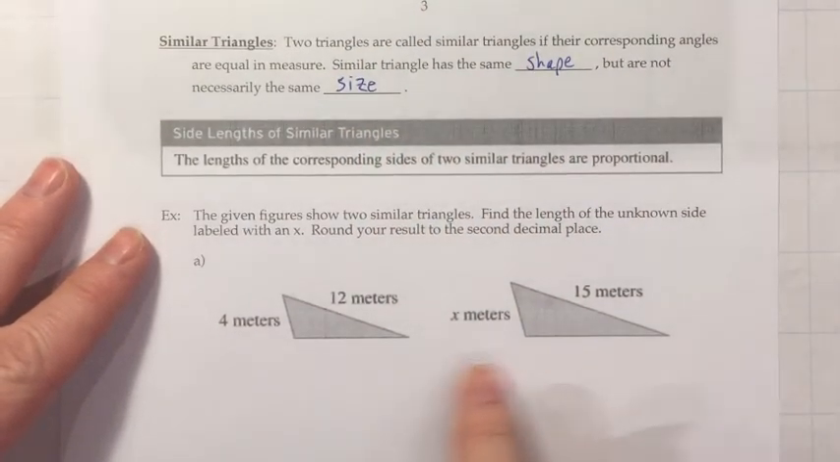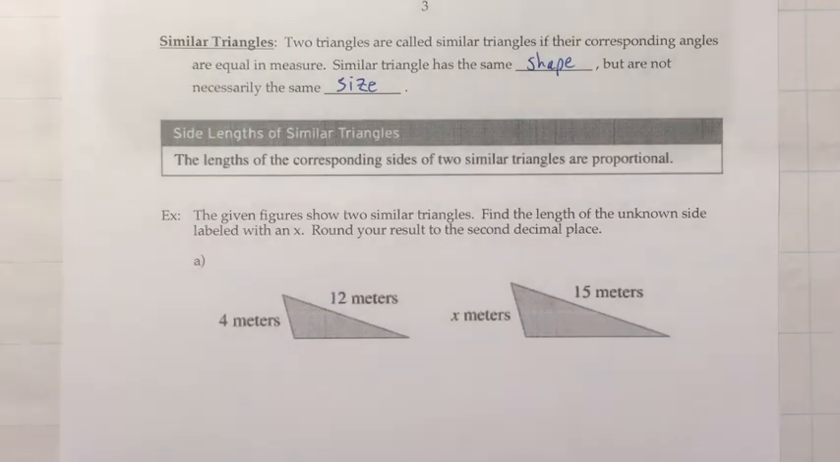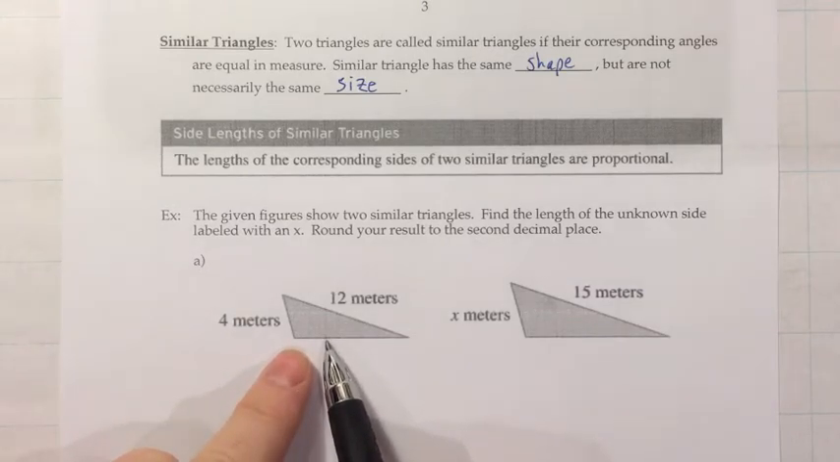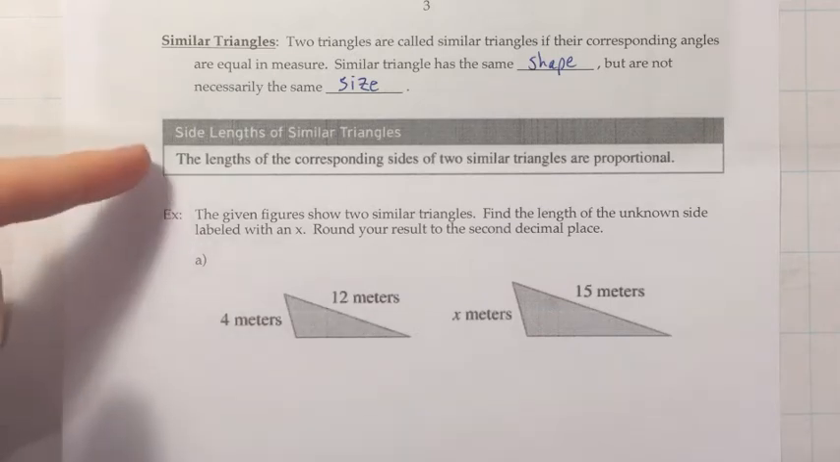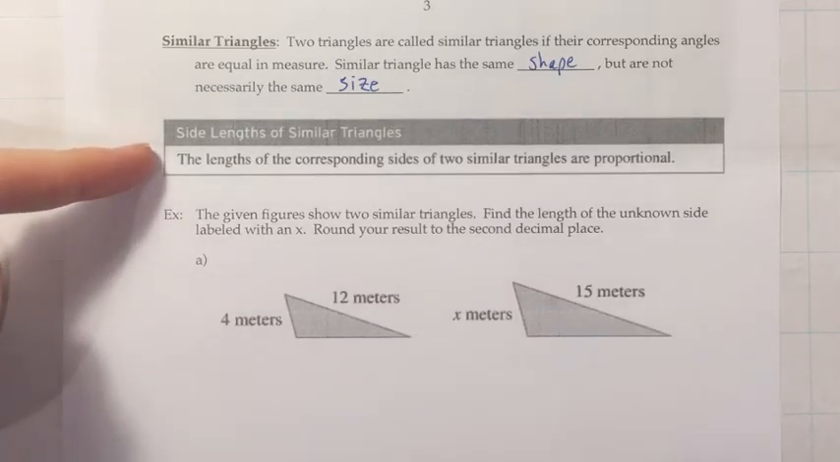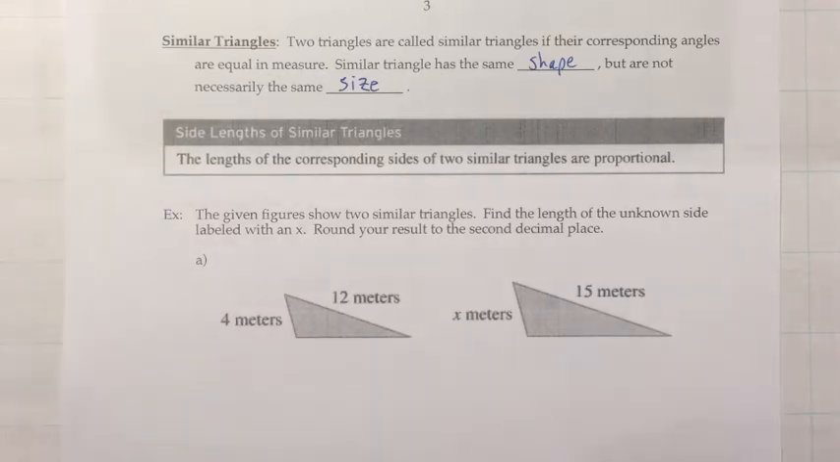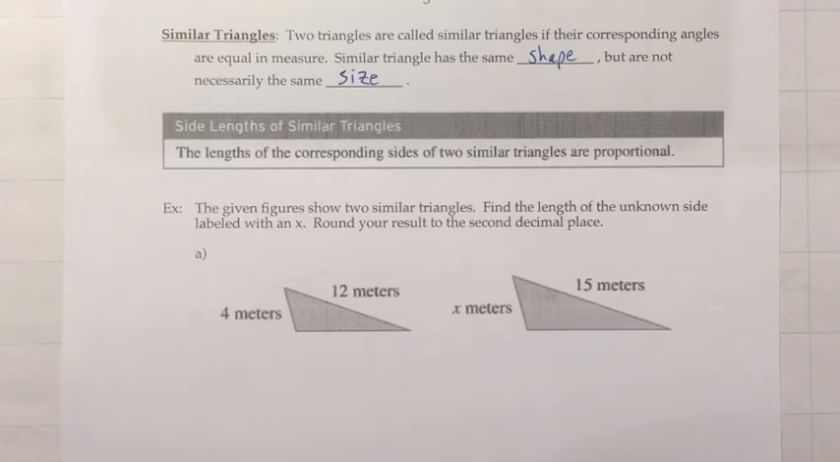So these two triangles look like they're similar because they appear to be similar in shape. Even though this one is bigger than that one, they still seem like the same shape, and maybe this is a shrunken down version of that one. That's what we kind of want to think of. And then from geometry, we have this statement here that the lengths of corresponding sides of two similar triangles are proportional. So let me explain what they mean by that while we solve this problem.